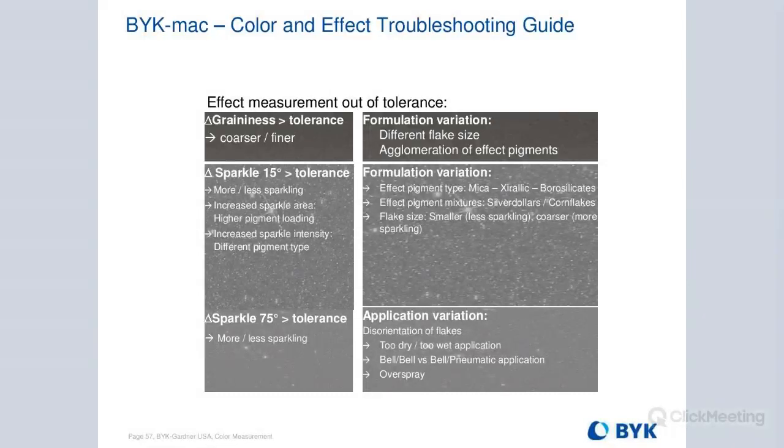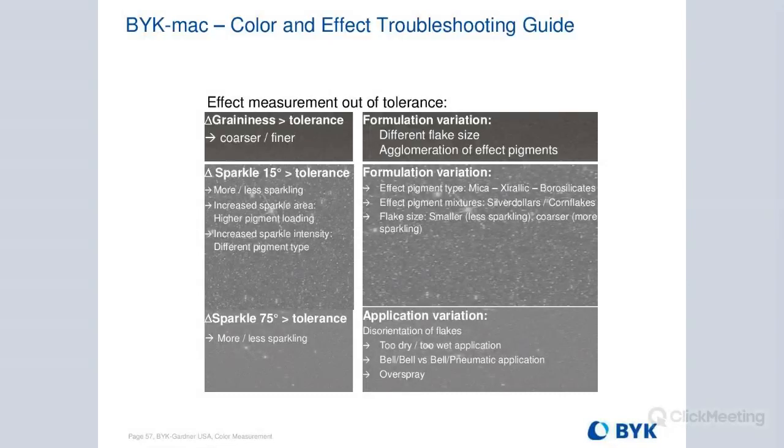And sometimes, just think of edge effects from the pigment. If you have two silver dollars, one's a thick silver dollar and the other's a thin one, the thicker one's going to have more edge effect, more diffusion of light off the edge, and it's going to affect your sparkle.